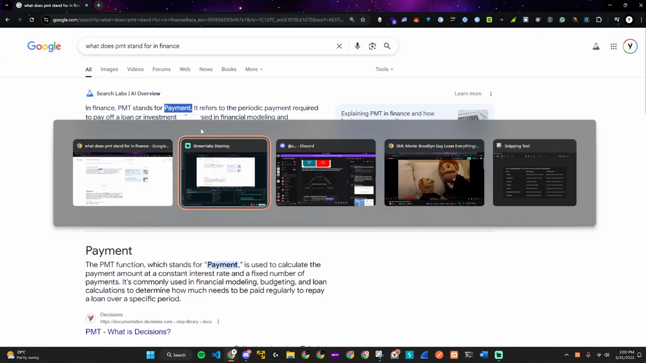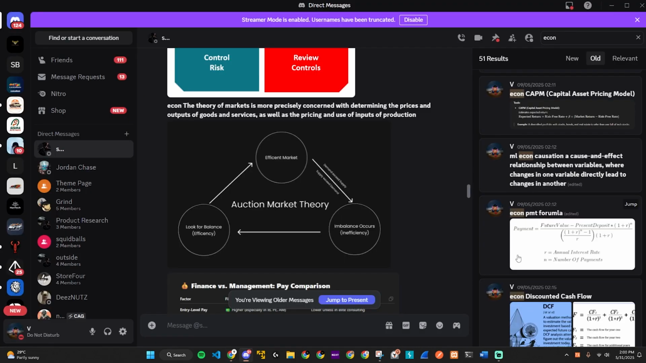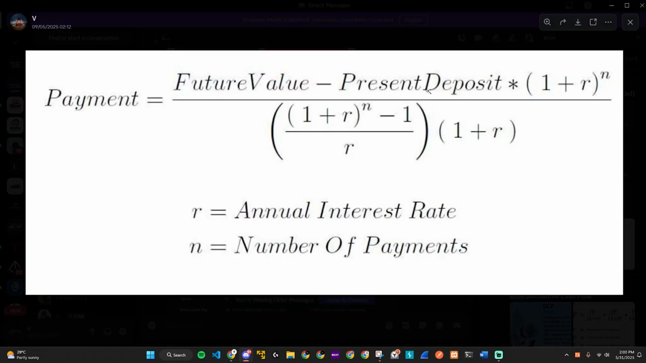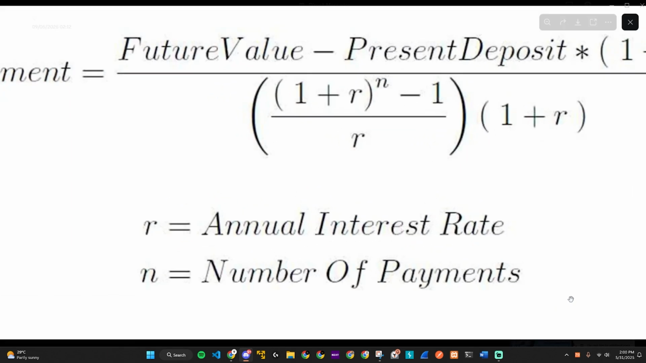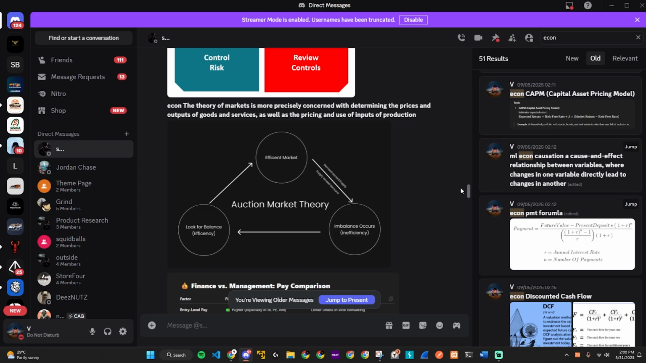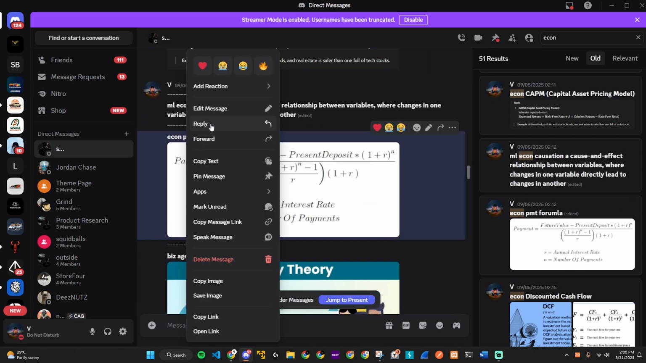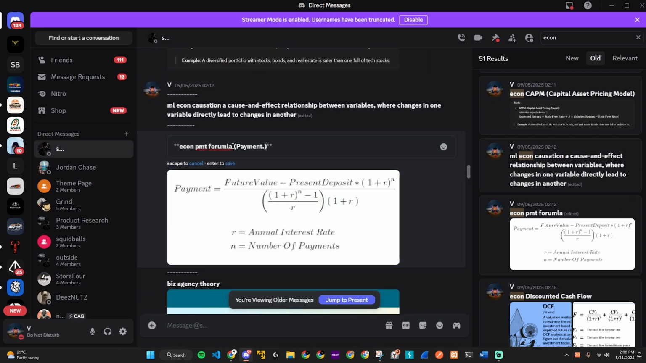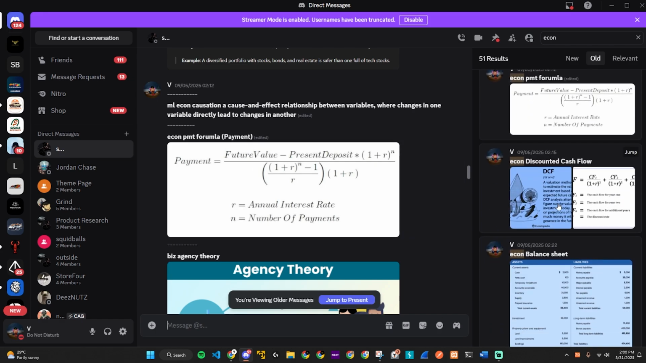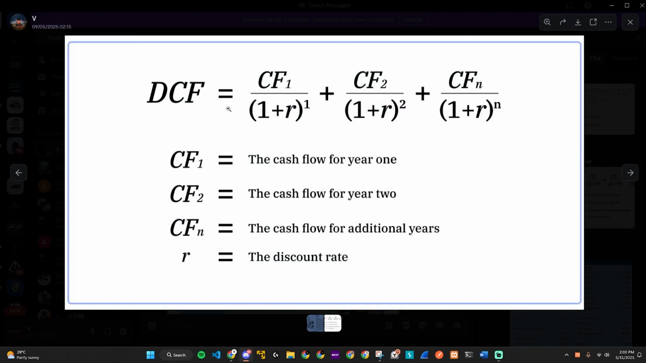All right. So the payment formula is future value minus present deposits times 1 plus r times n, right? Once again, as you can see, 1 plus r times n repeats once more, okay? So just keep repeating that, 1 plus r times n. We'll call it payment, and let's move on. So discounted cash flow, this is the equation that I was talking to you guys about. See, 1 plus r times n over the number of years, right here.